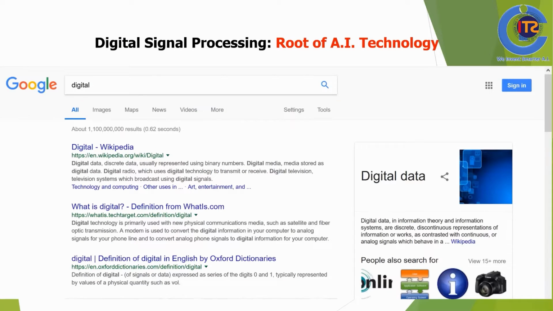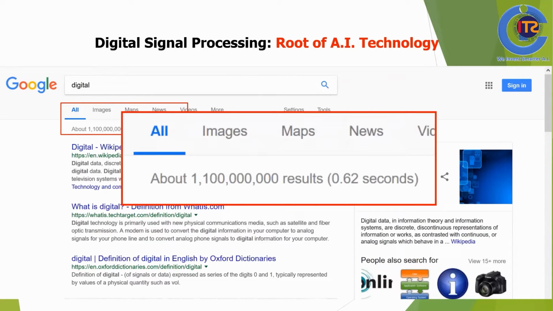On top of that, if we look at digital signal processing, which I think is the root of AI technology nowadays, and we try a Google search with the keyword digital, this is what we will come up with. That's going to be more than 1 billion results coming back. So it means that both AI and digital technology are of interest to a lot of people.